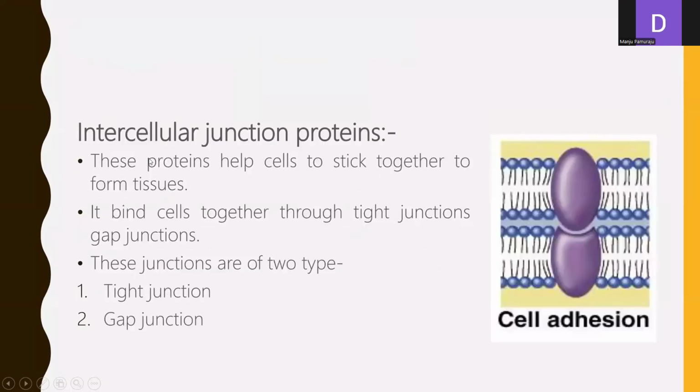So next one is the intercellular junction proteins. These proteins help the cells to stick together to form the tissues. It binds cells together through the tight junctions and gap junctions. So these junctions are again two types, that is the tight junctions and gap junctions. These intercellular junctions mainly help in the attachment.